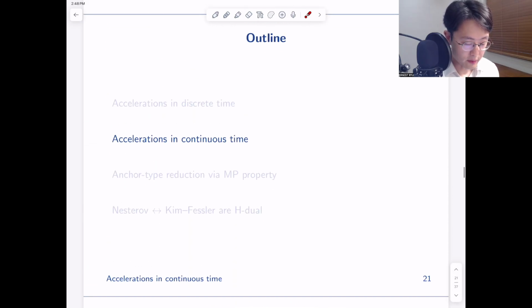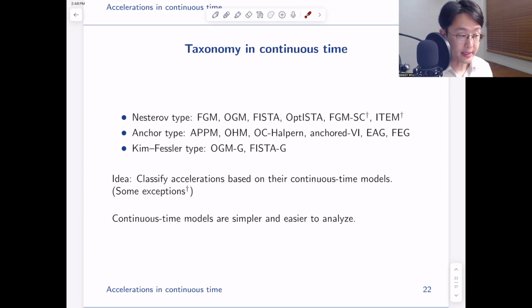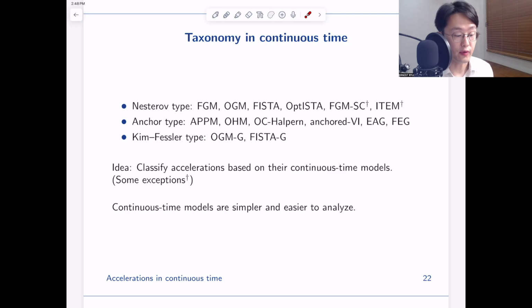Okay, so I've talked about these three acceleration mechanisms that are distinct from Nesterov. At the beginning of the previous section, I gave you this classification: Nesterov type, anchor type, Kim-Fessler type. But how did I make this classification? My criterion was to classify accelerations based on their continuous time models. So in this section, I'll talk about the continuous time models of these different acceleration phenomena.